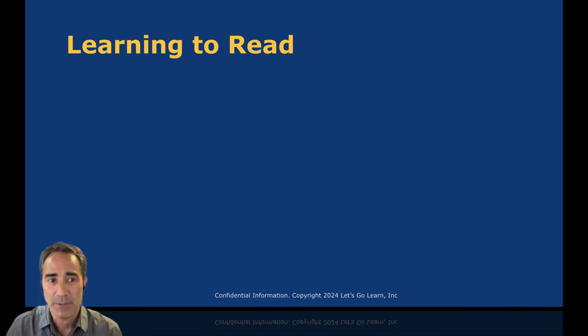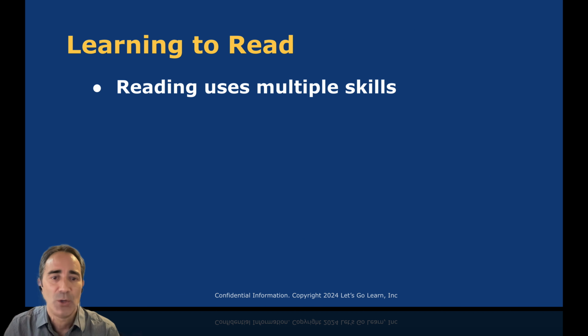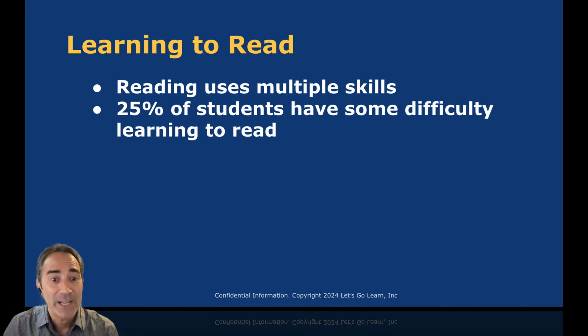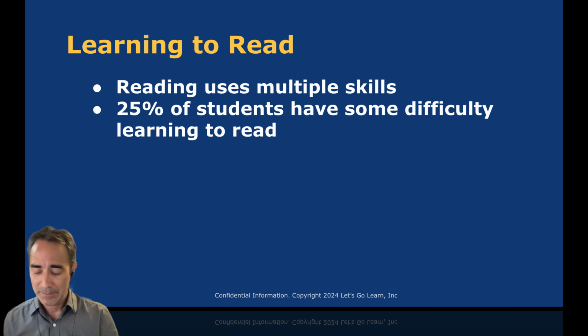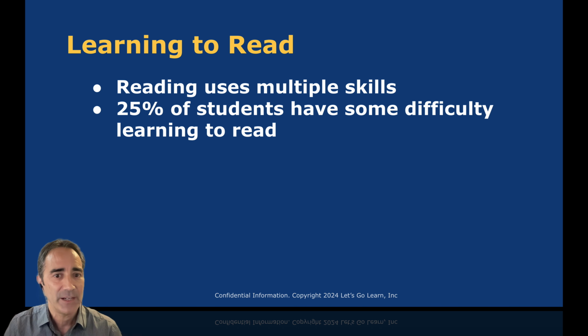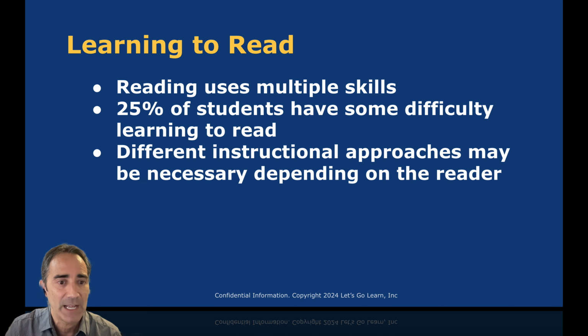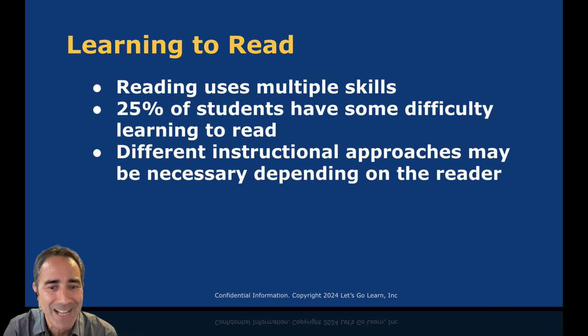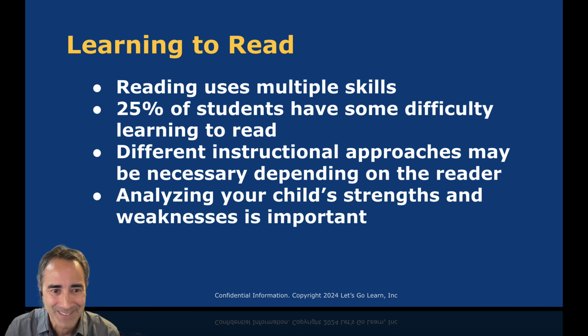All right, so learning to read. Reading uses multiple skills. 25% of students have some difficulty learning to read. So it's very common. It doesn't mean that there's something wrong with the student. It's very common because reading is a lot more complicated than we realize. Different instructional approaches are necessary depending on the reader. Analyzing your students' or your child's strengths and weaknesses is really important, because what you need to know is where they are strong, where they are weak, and then where their instructional points are. So it's really important to understand that.